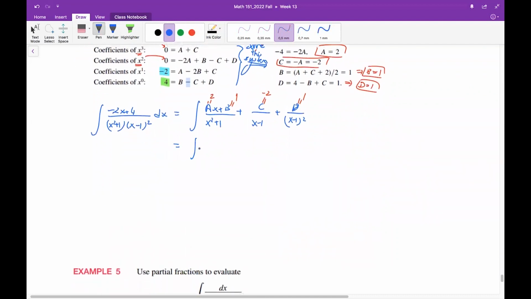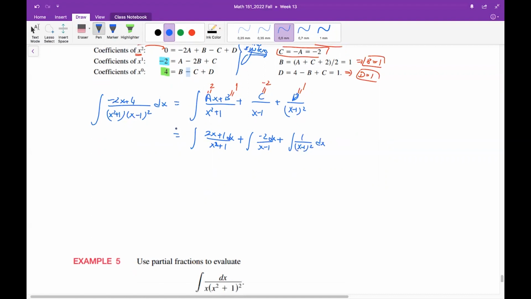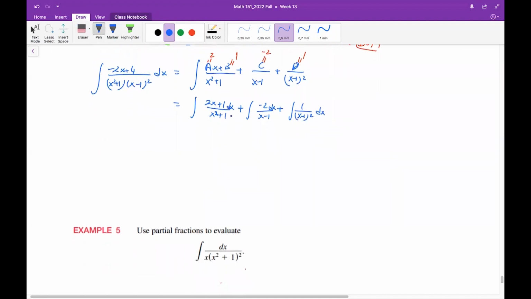Okay, let's rewrite with the values of the coefficients. We have this plus the integral of -2 over x minus 1, plus the integral of 1 over x minus 1 squared dx. So look at the first integral, please. Okay, this one. How to integrate it?